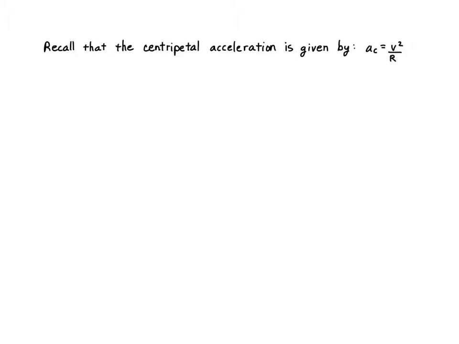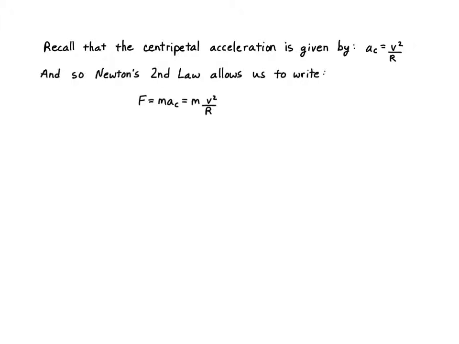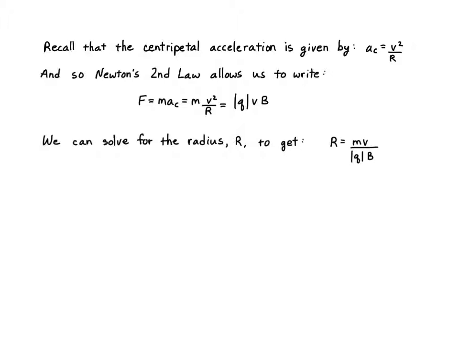Recall that the centripetal acceleration is given by v squared divided by r, and using Newton's second law, we can write F equals m a_c equals m v squared over r. Substituting in for the magnetic force, we have it equal to |q|vB. The absolute value sign is here because we just want to know the magnitude. We can now solve for the radius to get r equal to mv over |q|B.